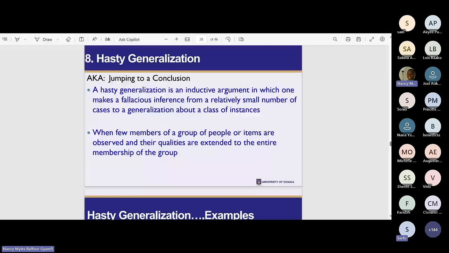A hasty generalization is an inductive argument in which one makes a fallacious inference from a relatively small number of cases to a generalization about a class of instances.